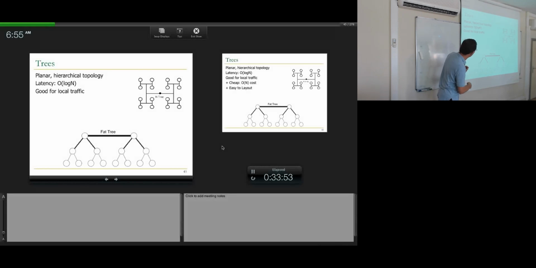This is good for local traffic. If these nodes are communicating with each other, they don't need to go all the way to the other side, right? So if you can map your computation very nicely to this tree, you can get much better performance than a mesh, if you will.